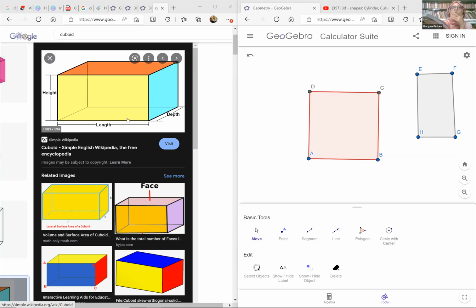Now can you imagine a football? Not a football, something that's solid. Take something like an orange. Take an orange. What is the shape of an orange?